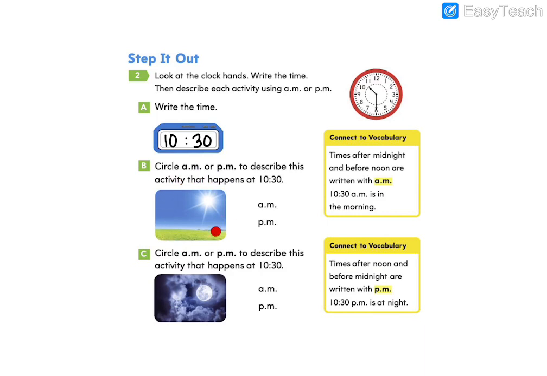So looking at this picture, is this AM or PM for 10:30? Go ahead and circle your answer. If you said AM, you are correct, because this is showing us the morning. So now let's look at the second one. Is that picture showing us 10:30 AM or 10:30 PM? If you circled 10:30 PM, you are correct, because it's showing us nighttime.